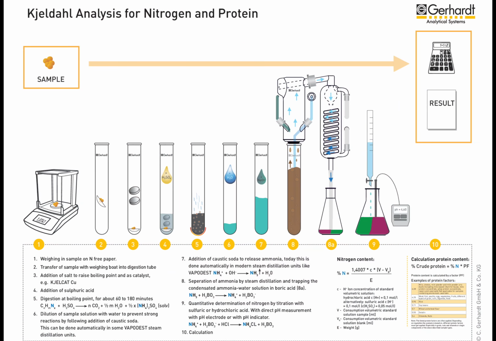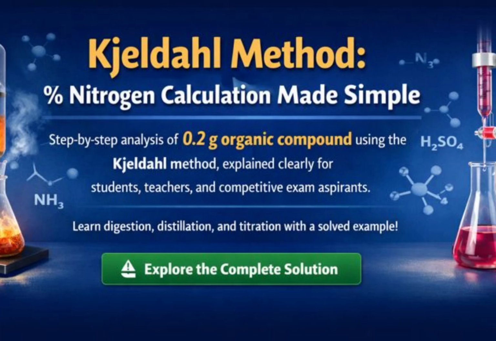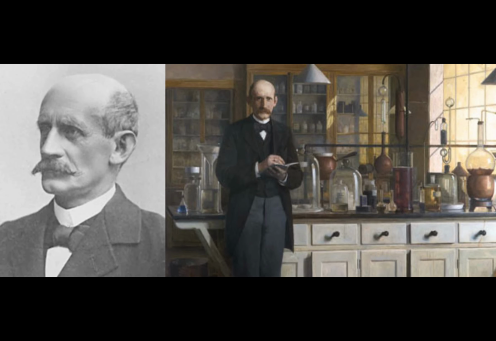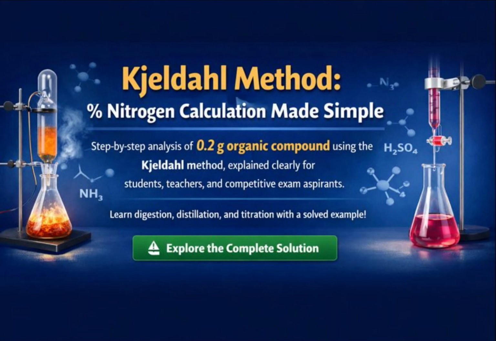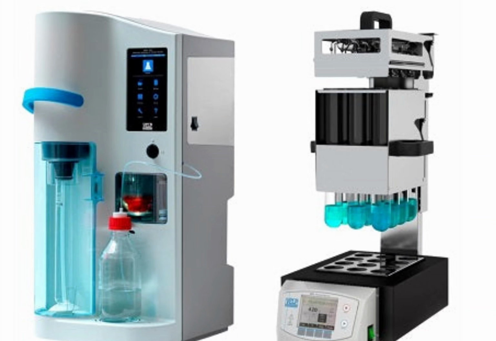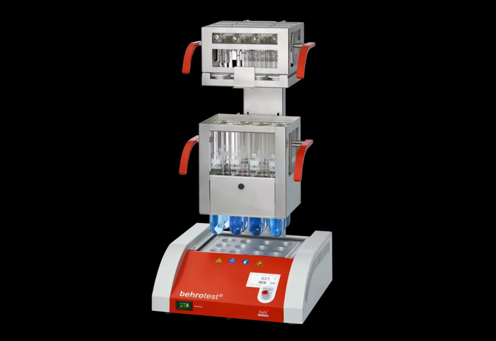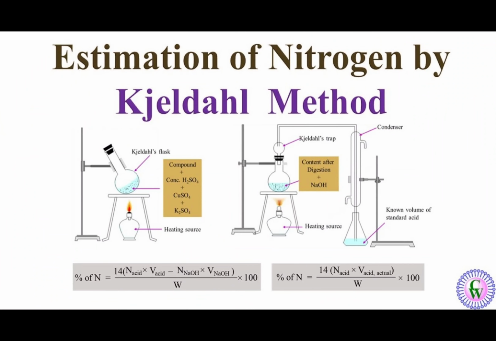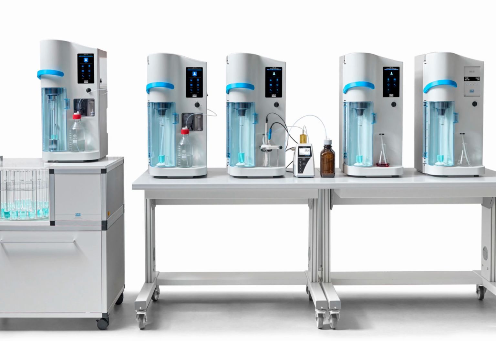So, starting with what is a Kjeldahl machine. The Kjeldahl method was developed by John Kjeldahl in 1883. It is a standard laboratory method used to determine total nitrogen in a sample. Since protein contains nitrogen and the nitrogen value can be converted into the protein content, the automatic Kjeldahl machine automates this entire process, making the analysis faster, safer and more accurate.